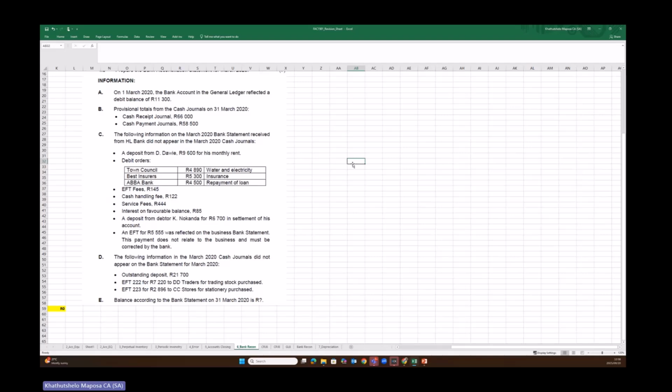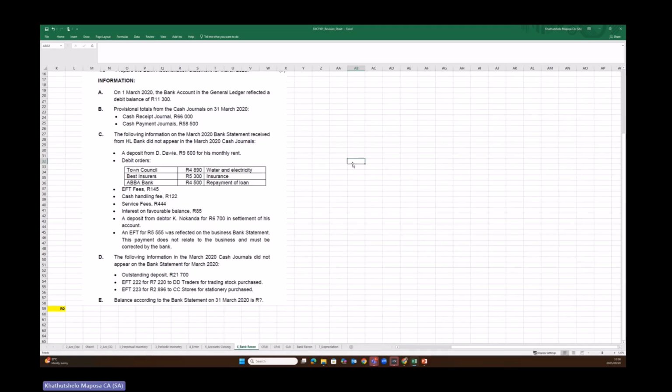We are comparing that, and we're going to tick on both sides. The transactions that appear on both sides, we tick them, and we'll do the same for the cash payment journal and the payments that are appearing on the bank statement. And after ticking, the transactions that are left behind are the ones that we are dealing with. So this is where we are.